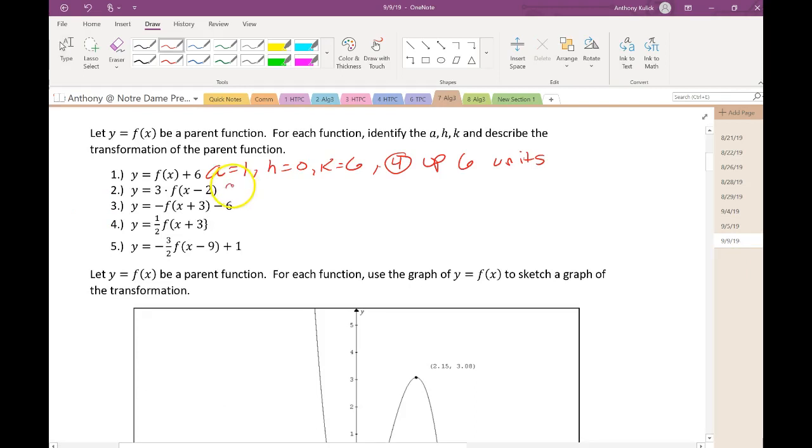For 2, we see that A is 3, H is 2, and K is 0. So since the A is positive, we only have to worry about part 2. Since the absolute value of A is greater than 1, we can have a vertical stretch. 3 does something because the H is non-zero. Since the H is positive, it'll be right. And 4 doesn't do anything because K is 0.